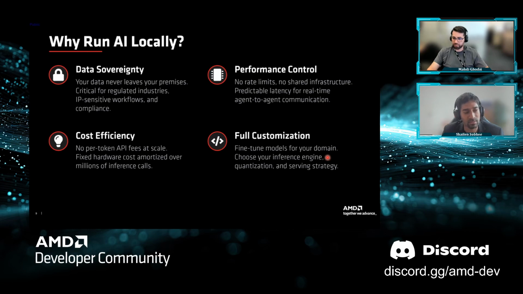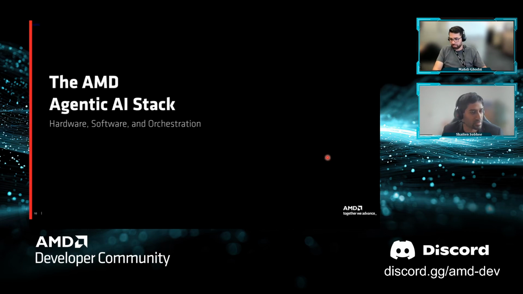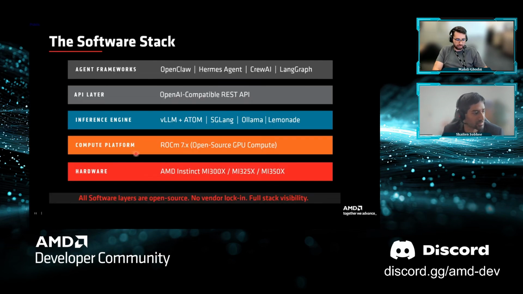Let's have a look now at the agentic AI stack. So here we'll talk about the hardware and the software and talk from a bottom-up approach. The whole stack looks like this. Hardware down below, these are the GPUs. These are the heavy lifters, big, powerful GPUs that eat tokens for breakfast. We have the MI300X, MI300, 325 and 350 series, and we'll dig a little bit deeper shortly.